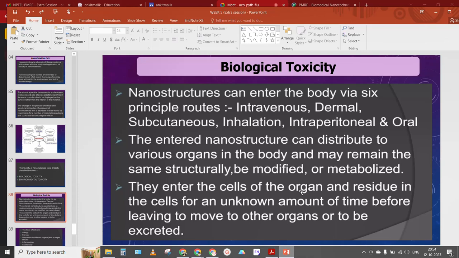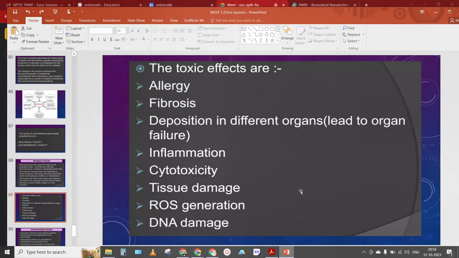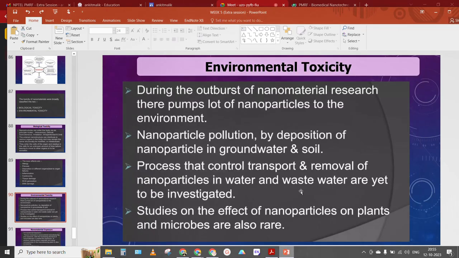In biological toxicity, nanostructures can enter the body via six principal routes: IV, dermal, subcutaneous, inhalation, IP, or oral. The entered nanostructures can distribute to various organs in the body and may remain the same structurally, be modified, or be metabolized. They enter the cells of the organs and reside in the cells for an unknown amount of time before leaving to move to other organs to be excreted. The toxicity effects are allergy, fibrosis, inflammation, DNA damage, tissue damage, cytotoxicity, and deposition in different organs leading to organ failures. The next one is environmental toxicity.